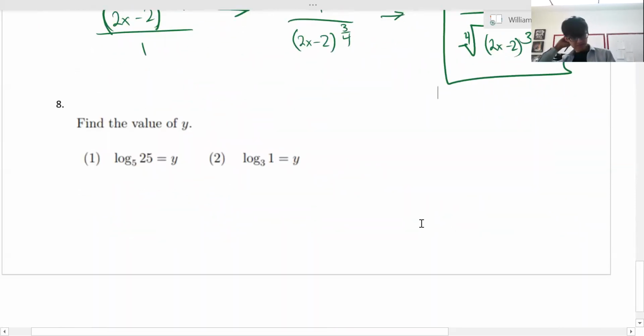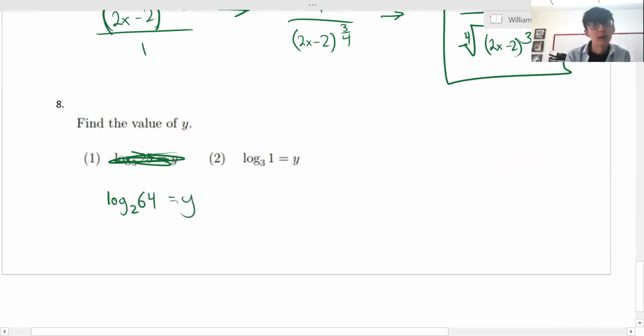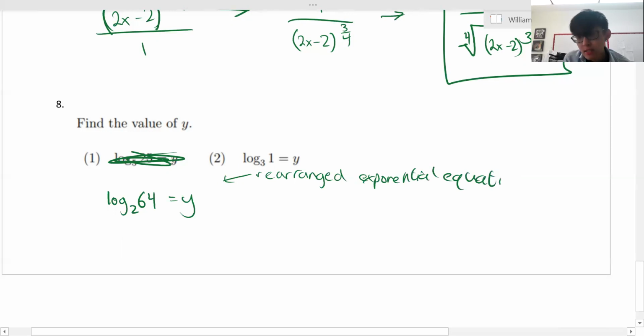Find the value of y. So I'm going to think, let's say, log base 2 of 64 is equal to y. So a log is simply a rearranged exponential equation. That's all logarithms are. It's just an equation that's been rearranged.